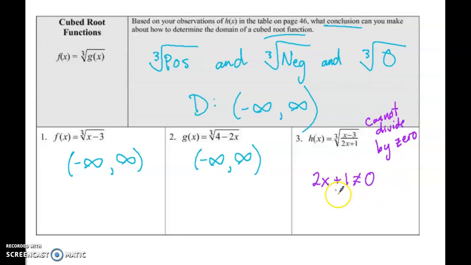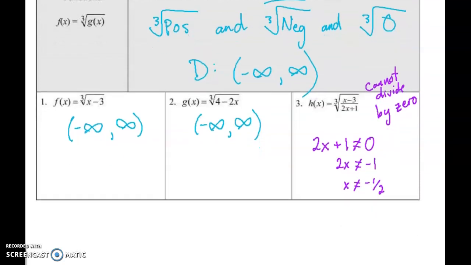So subtract 1 over. Divide by 2. And how would we write this in interval notation? We would just say, okay, from negative infinity to negative 1/2, and then union negative 1/2 to infinity.